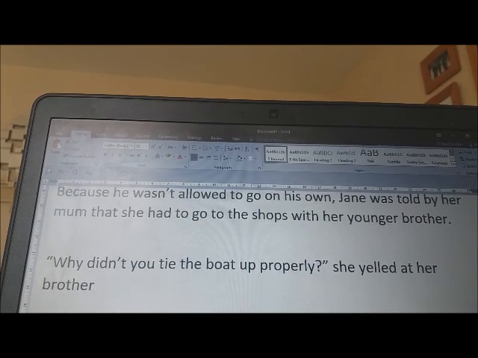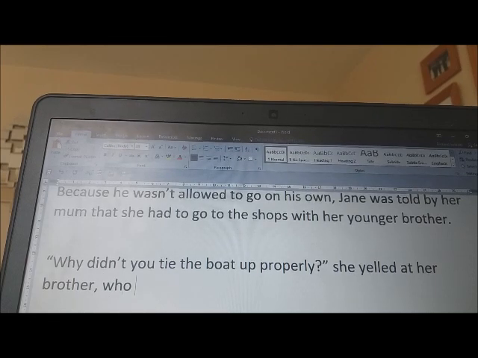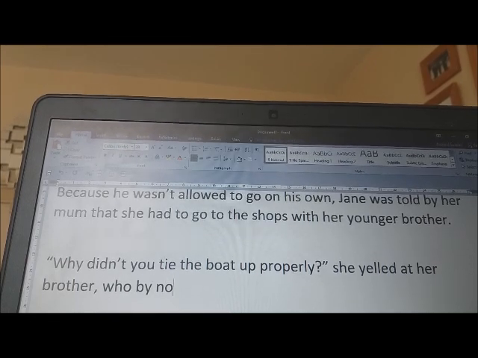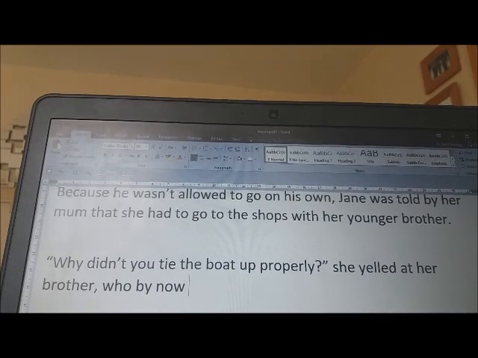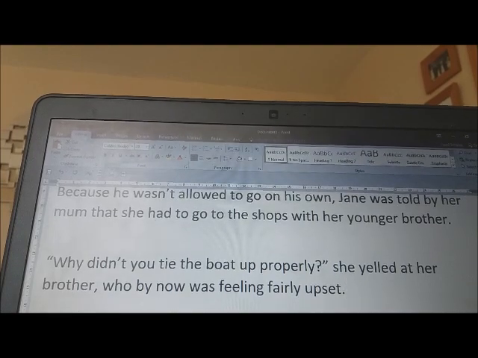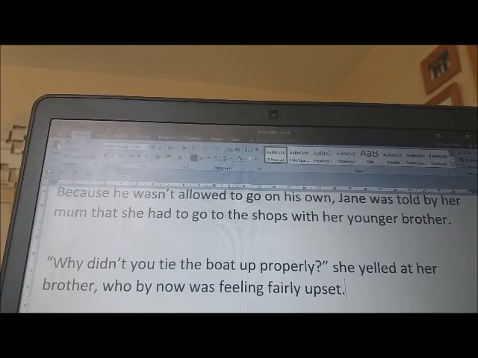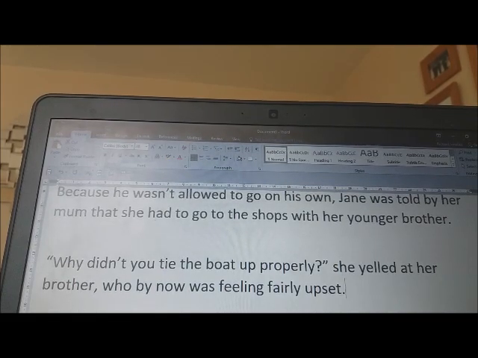And let's add a bit more to the reporting clause, who by now was feeling fairly upset. Upset. Okay. That is the end, boys and girls. That is the end of the problem paragraph. Remember, the problem paragraph always ends at that point where the characters are saying to themselves, oh my goodness, what are we going to do now? That's it.